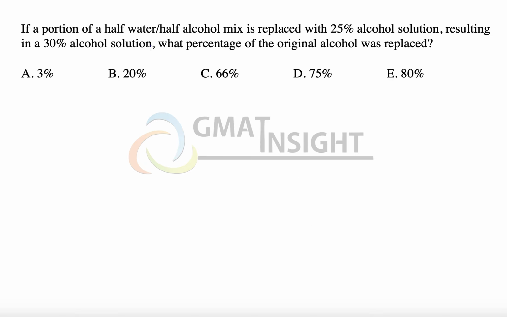If a portion of a half water, half alcohol mixture is replaced with a 25% alcohol solution, resulting in a 30% alcohol solution. Alright, so let me just quickly draw a diagram here. So we have some solution here which has 50% alcohol content because it is half water, half alcohol. That means 50% alcohol is available in this solution.